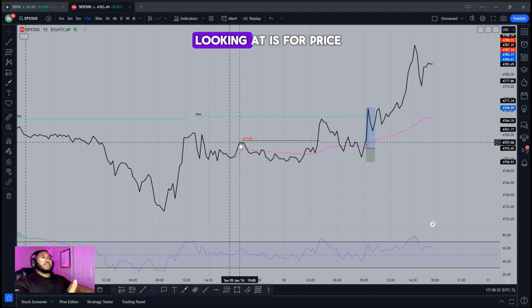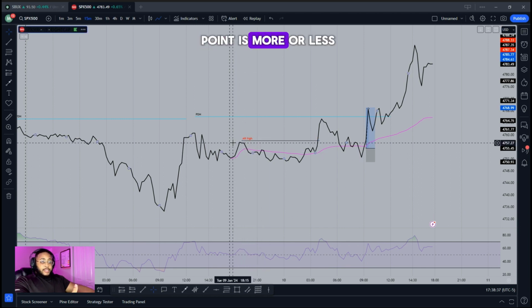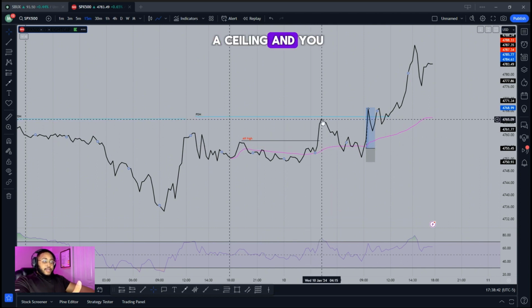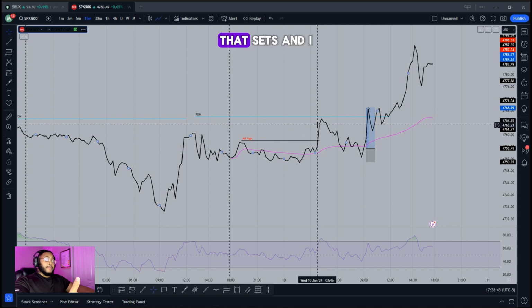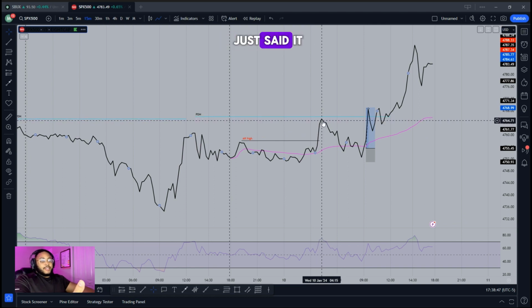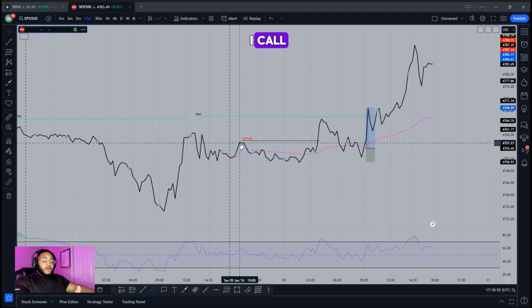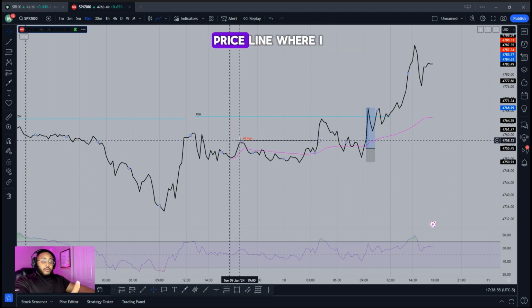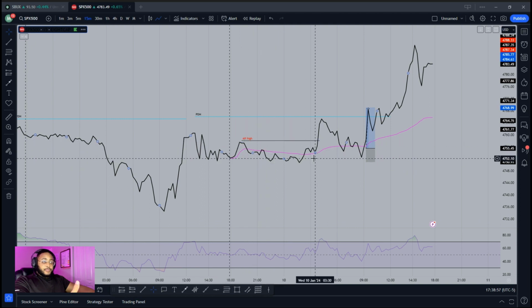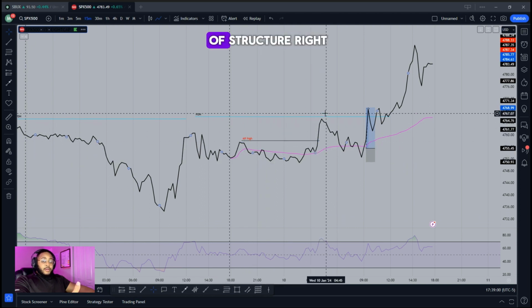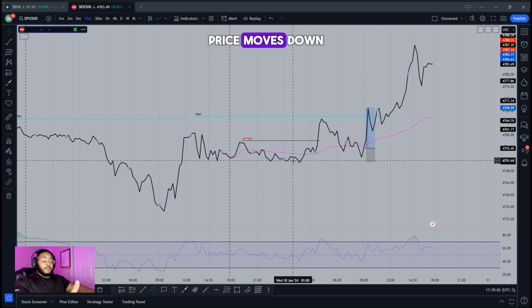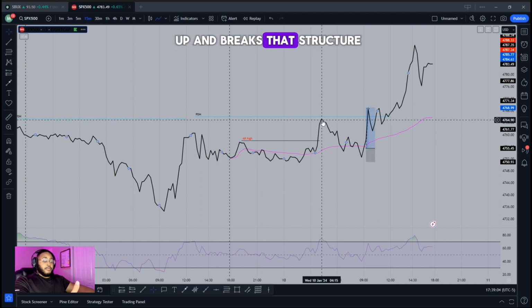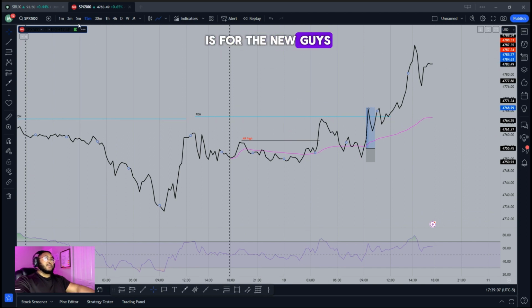And what I'm typically looking at is for price, this line from this point is more or less like a ceiling. And when you break a ceiling and you get a new ceiling, that's what's known as a swing high. Once it breaks this price line where I have it, that is a break of structure, right? Price moves down and then it comes up and breaks that structure. Like I said, this is for the new guys.